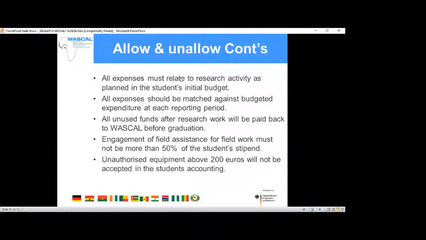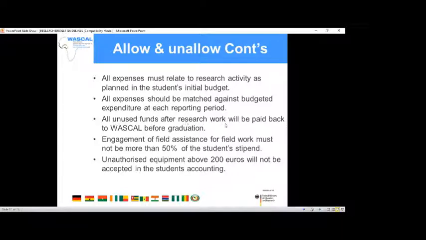All expenses must relate to research activity as planned in the student's initial budget. Your expenses must be related to your fieldwork. All expenses should be matched against budgeted expenditure at each reporting period. When you are reporting, this is what you spent on literature review, this is what you spent on data collection, this is what you spent on traveling. So you itemize it. That's what this means.